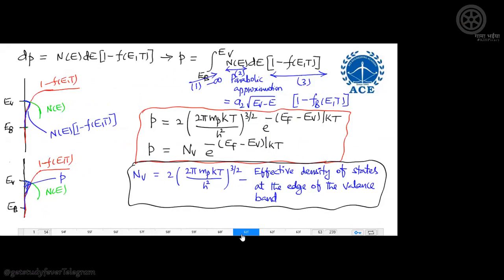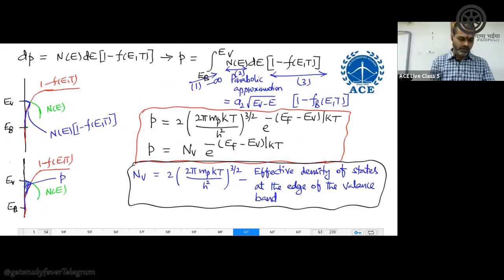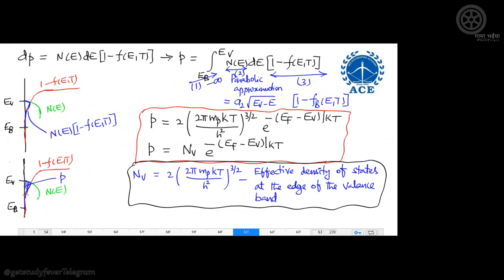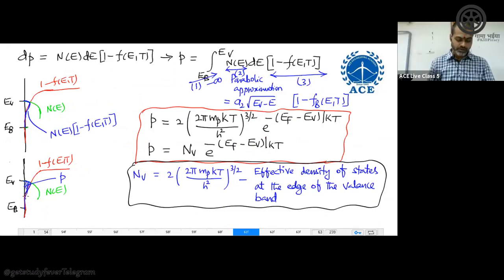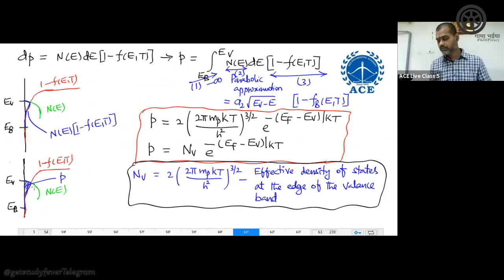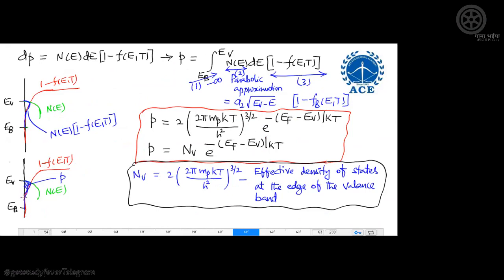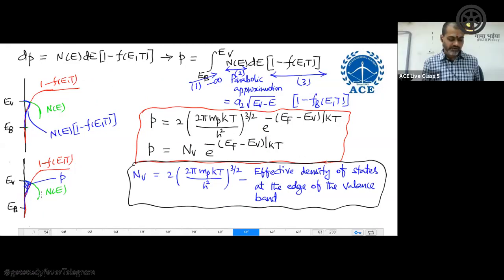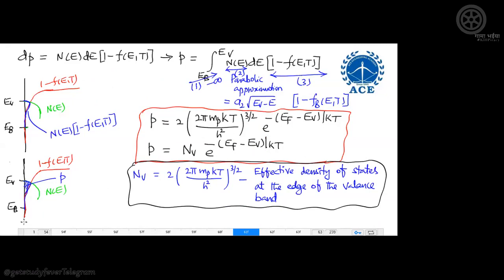Yes, sir. See, where your 1 minus f of E comma T becomes 0, can you see this? Here itself, 1 minus f of E comma T became 0. So whether you place EB here or here or here, or at infinity, will it affect your 1 minus f of E comma T value? No, sir. That's why I kept it at minus infinity. Okay, sir. Thank you, sir.